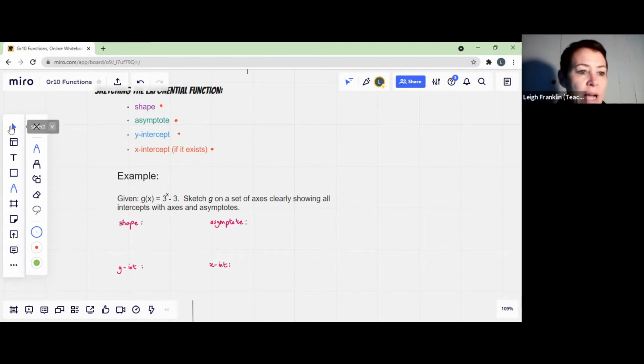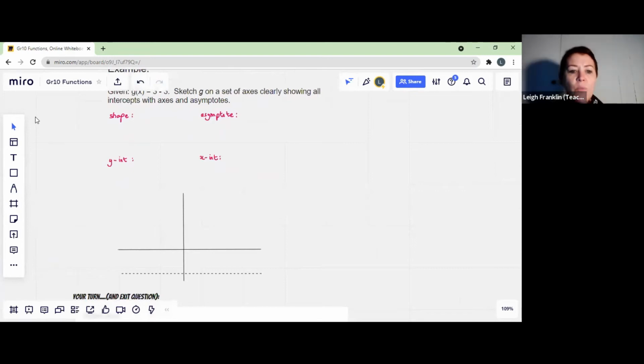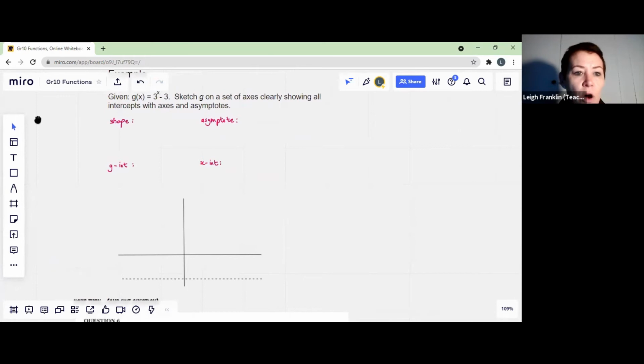So I'm going to go down now to this graph over here, and we're going to talk about sketching that. This is the graph of g of x equals 3 to the x minus 3. We want to sketch g on a set of axes, clearly showing all intercepts with axes and asymptotes. Now something that we haven't discussed yet, but I'm going to talk about it now, is how do we know what shape our exponential function is supposed to be?